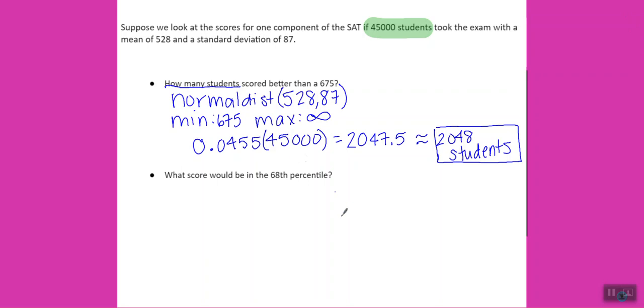And for our last example, we're going to go backwards. What score would be in the 68th percentile? So it's giving us the percent this time. We want to go back and find out what score that student would have scored. So in Desmos, we're going to type in D equals normal dist with our 528 and our 87.